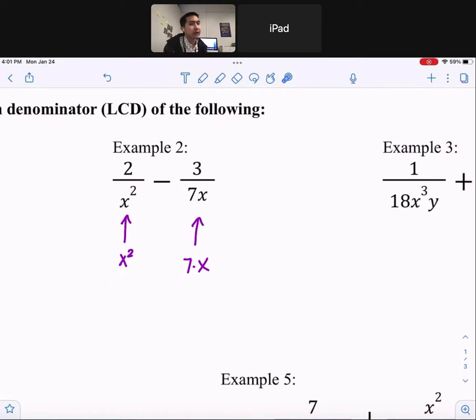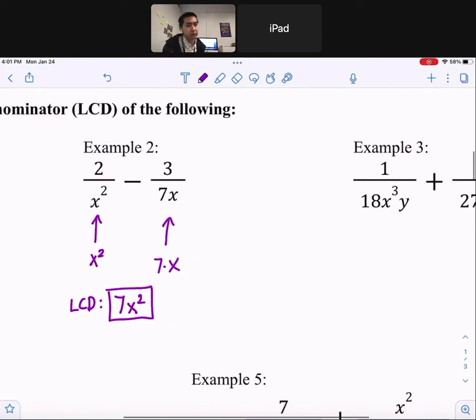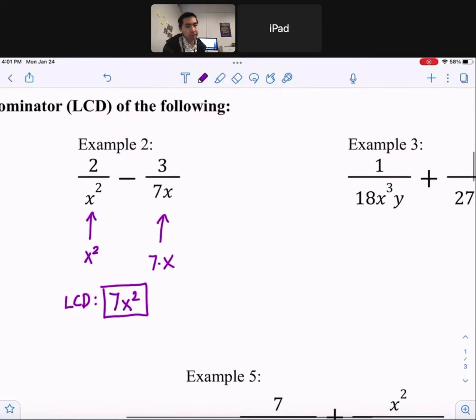Because they have a common factor, which one has the highest power? Because that's the one that's going to be part of our LCD. So our LCD is 7 times, between these two, this is the highest power, so it's going to be x to the second. You only find the highest power when both denominators share the same factor. In this case, they share the common factor of x, so take the one that's higher, x squared.